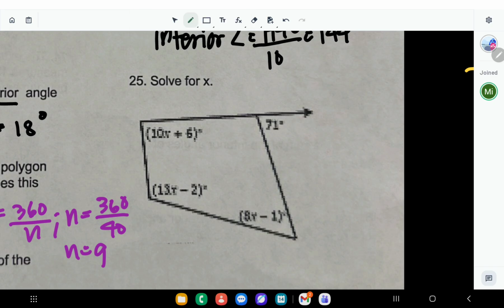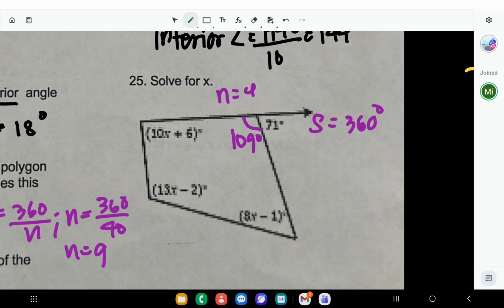Solve for x. How many sides do we have here? Okay. This is a straight line. Assuming this is a straight line, so that is supplementary. So that means this angle is 180 minus 71. Yeah, you agree? So this one is 109 degrees. Then we need to find the sum. How many sides do we have? 4, right? So the sum is 360 degrees. Yeah?